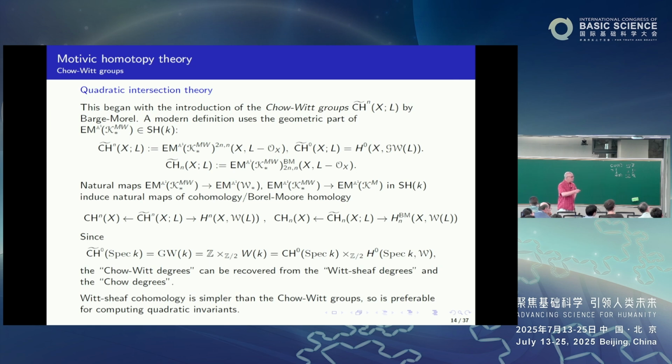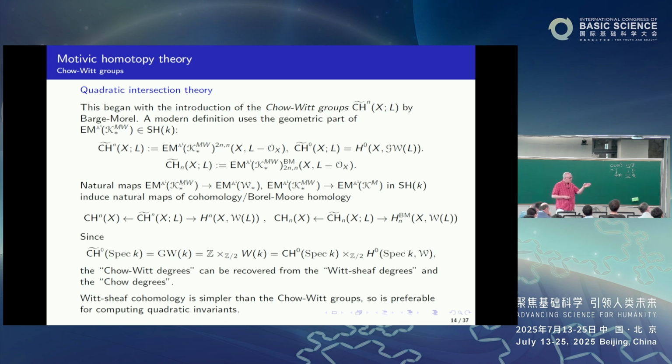So these Chow-Witt groups, again, are an Eilenberg-MacLane spectrum construction for a homotopy module of Milnor-Witt K-theory. Milnor-Witt K-theory lives over Milnor K-theory in one direction. It maps onto that, but it also maps onto Witt theory. So the Chow-Witt groups refine the Chow groups, and they also map to the Witt sheaf cohomology.